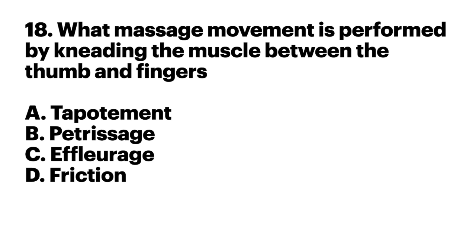Number 18, what massage movement is performed by kneading the muscle between the thumb and fingers? A, tapotement, B, petrissage, C, effleurage, D, friction. The answer is B, petrissage.